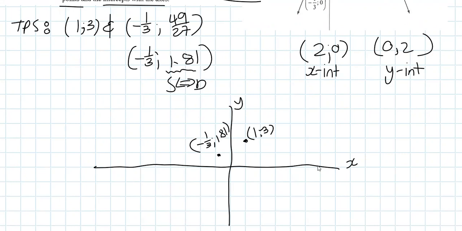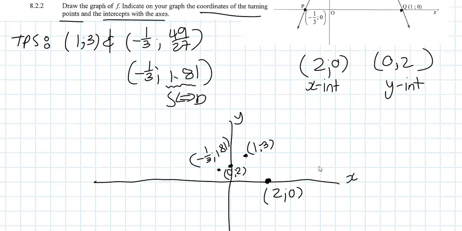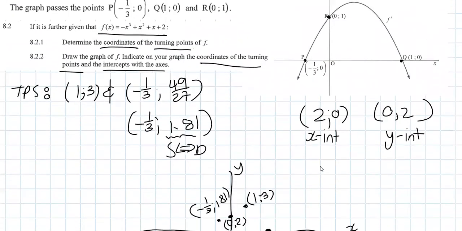Okay, those are turning points. Then this was 1, so I'm just not giving myself an awful lot of room here. Our x-intercept was 2, 0. And our y-intercept is between these two. It's at number 1.81, which is almost 2, so it's kind of right over there. It's a 0, 2.